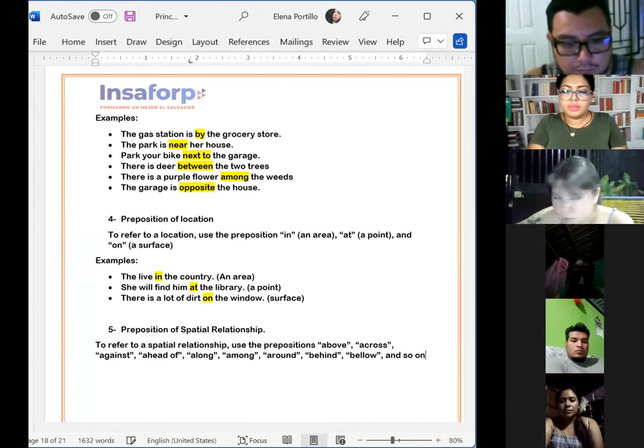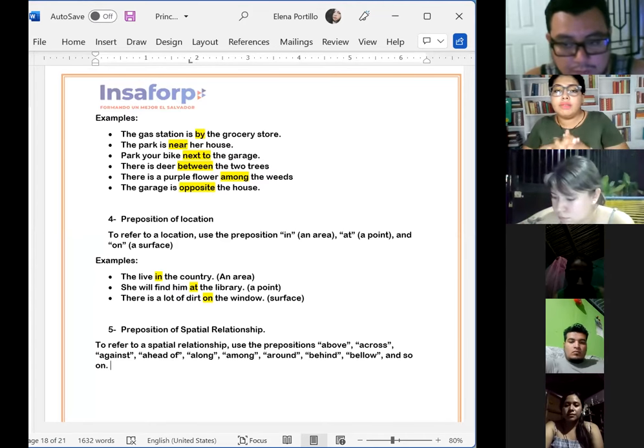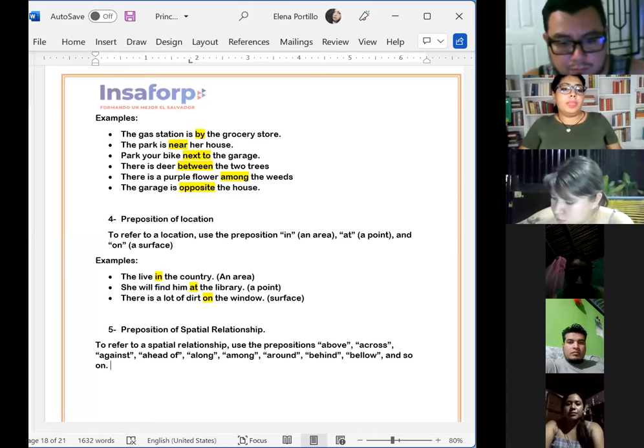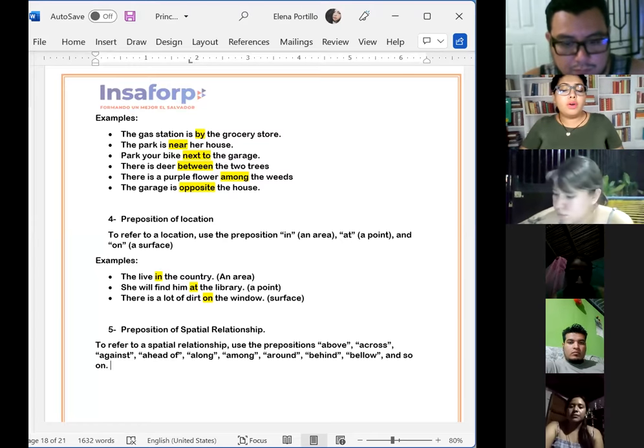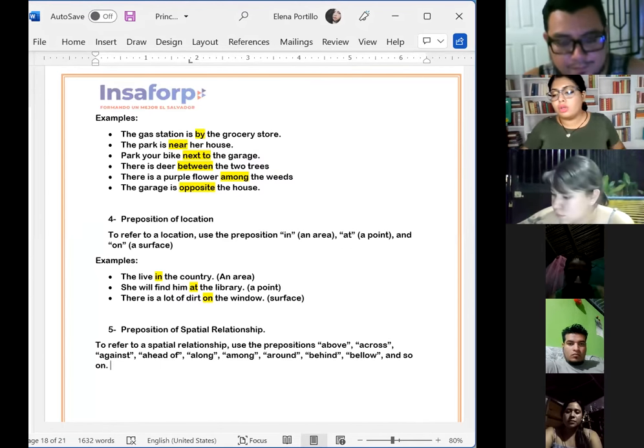So we have these examples for this kind of preposition because we are talking about the spatial relationship. So we can use these prepositions. We have above, across, against, ahead of, along, among, around, behind, below, and so on.